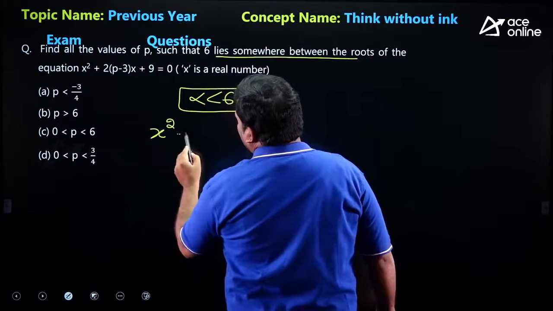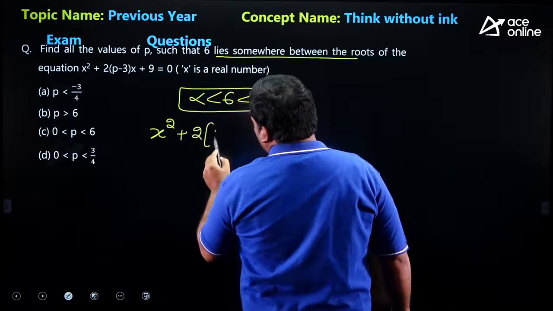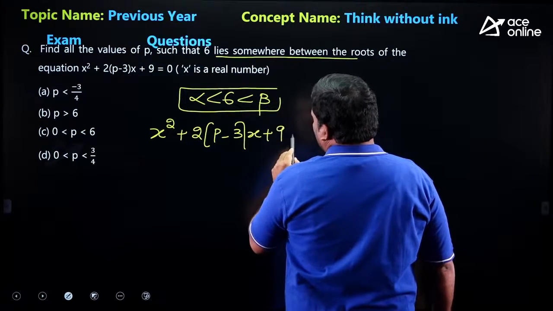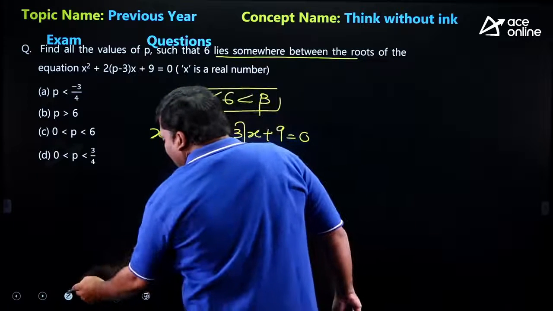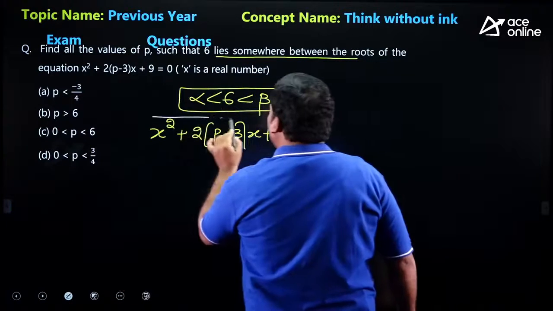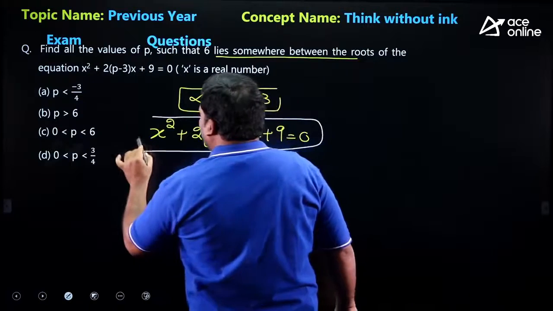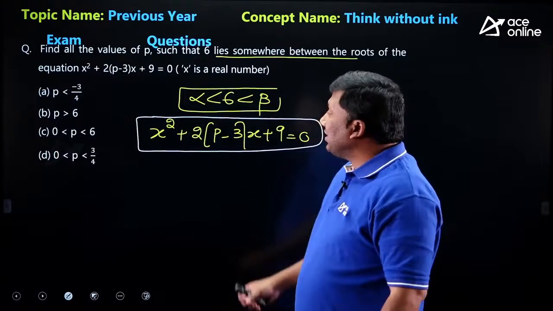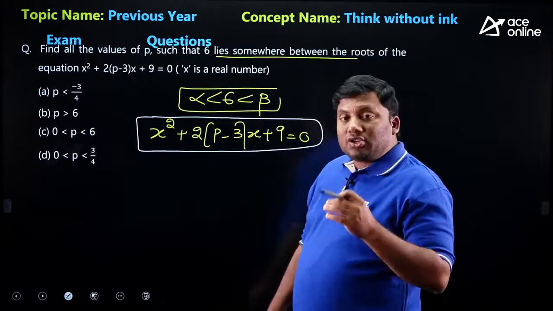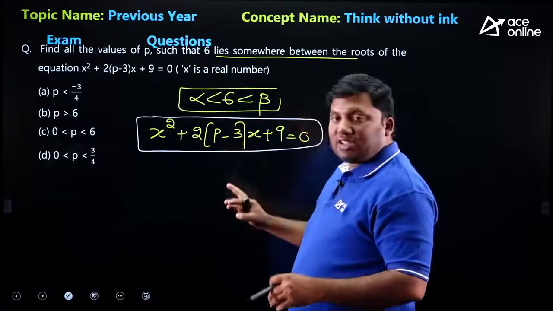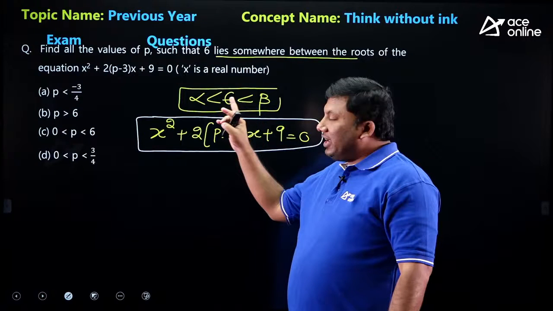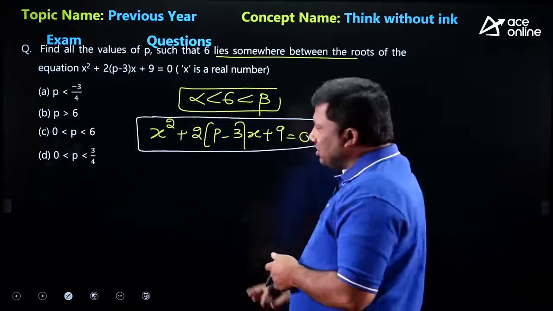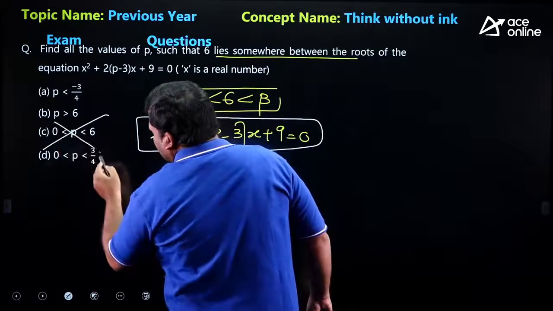They are the roots of the equation x square plus 2 into (p minus 3) into x plus 9 equals 0. This equation has got two roots. What are the two roots? Alpha and beta. What should be the condition on p such that 6 lies between the roots of the equation? First thing, just by looking at the question, this is incorrect.